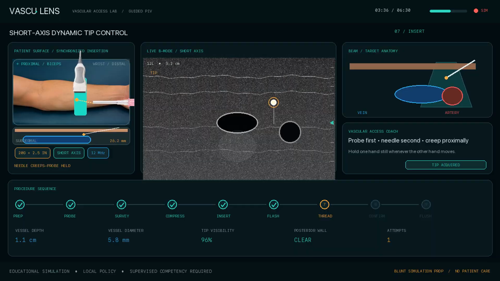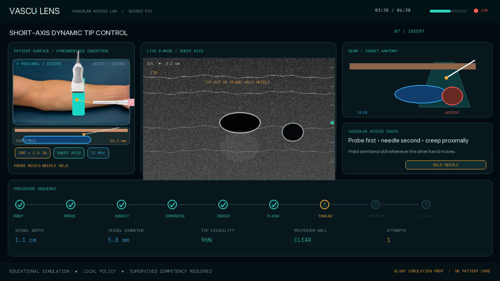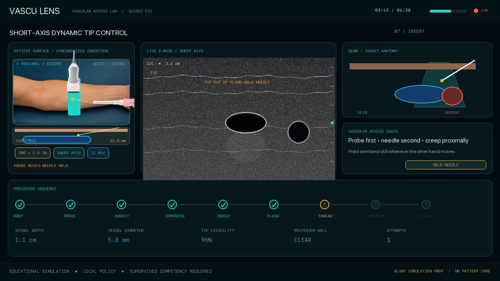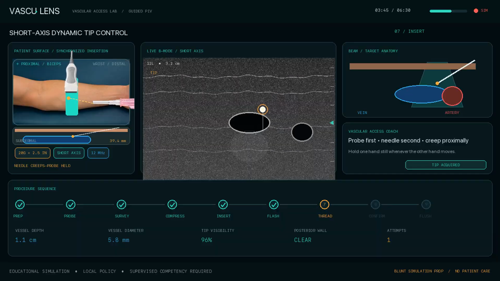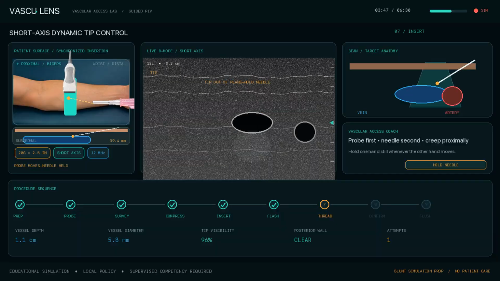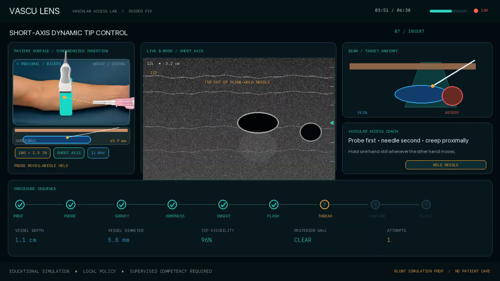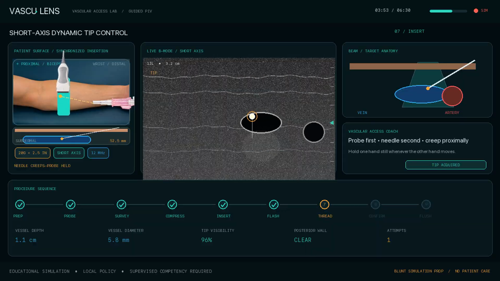Use dynamic needle tip positioning. Slide the probe a few millimeters proximally until the tip disappears. Hold the needle motionless, then creep the needle forward until the leading tip reappears in the beam. Repeat probe first, needle second. The surface, subdermal, beam, and B-mode views are all synchronized to that same sequence.